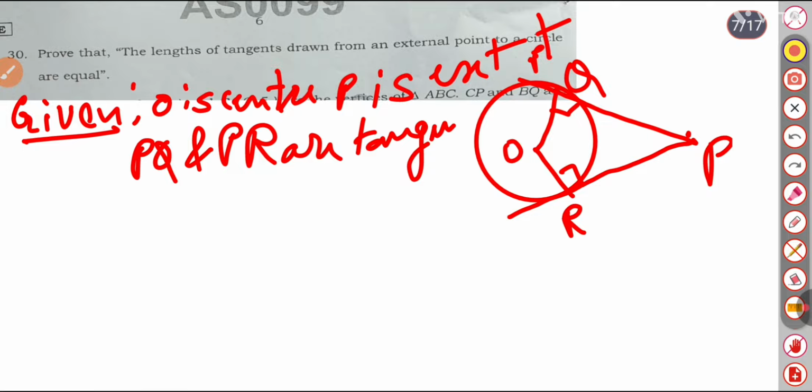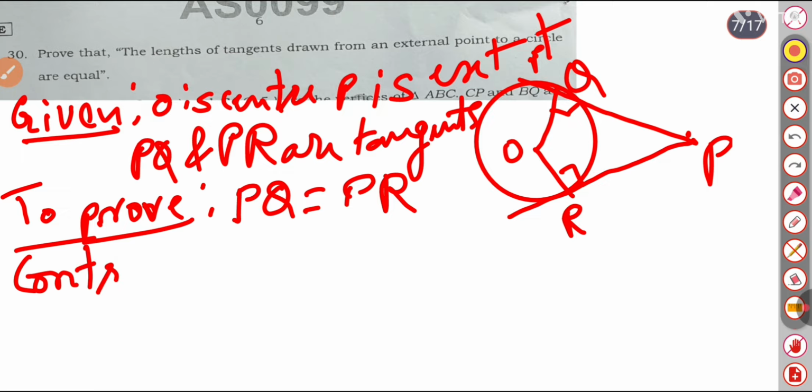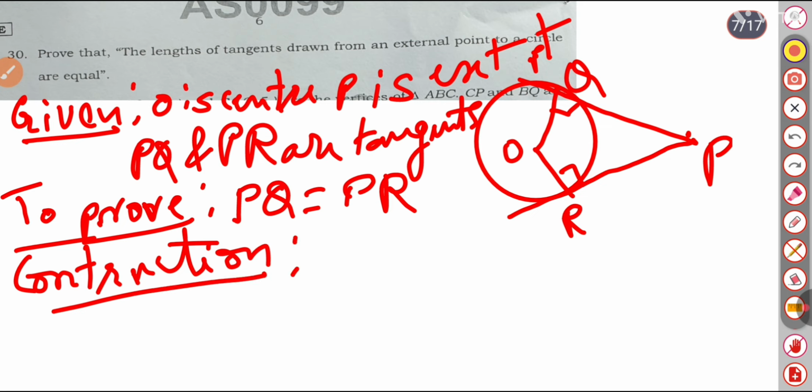Next is what we have to prove. We have to write 'to prove'. What are they asking? PQ is equal to PR, we are proving. So to prove, some construction we have to do. Construction: just join O and P. Only join OP.